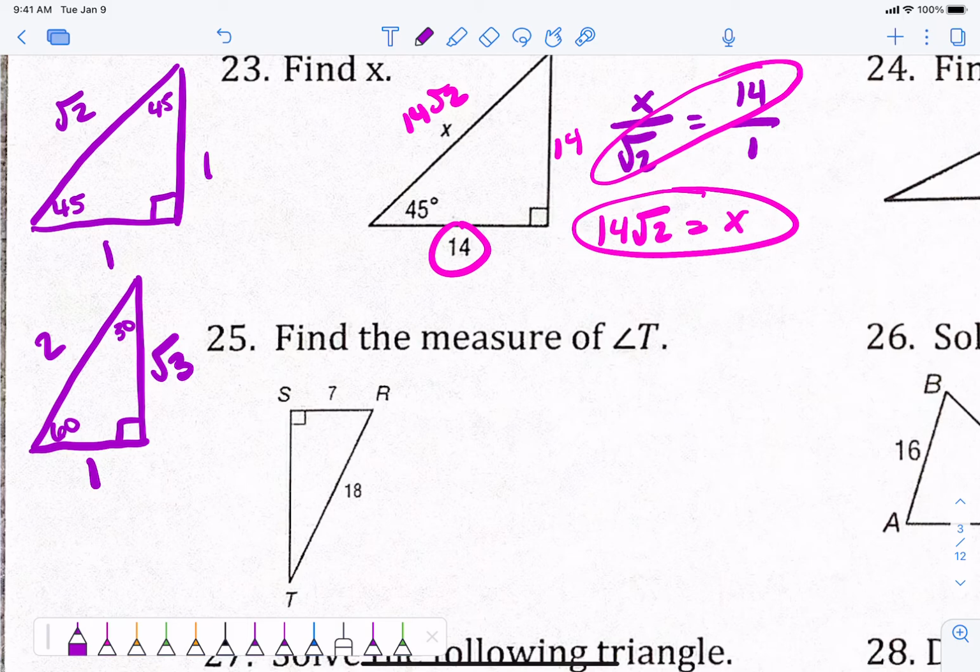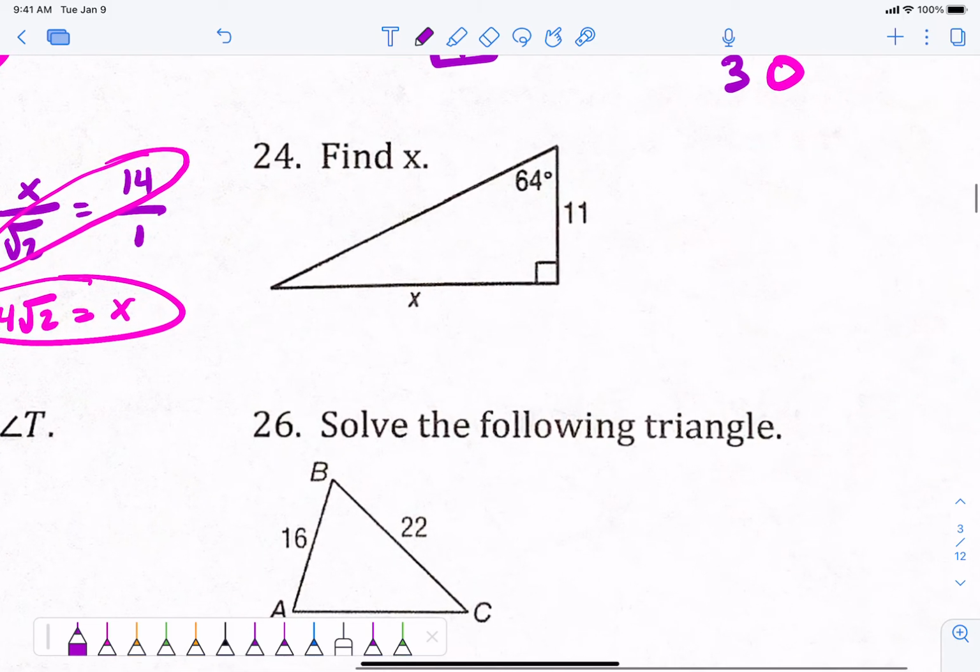So you can compare them: any 30-60-90, any 45-45-90, you can just compare to those guys. Or you could do SOHCAHTOA, right? Which is what we're going to do in this next one. Here's SOHCAHTOA. 64 is my angle. What is X? Opposite. What is 11? Adjacent. Now, how do I know I can use SOHCAHTOA? Because it's a right triangle.